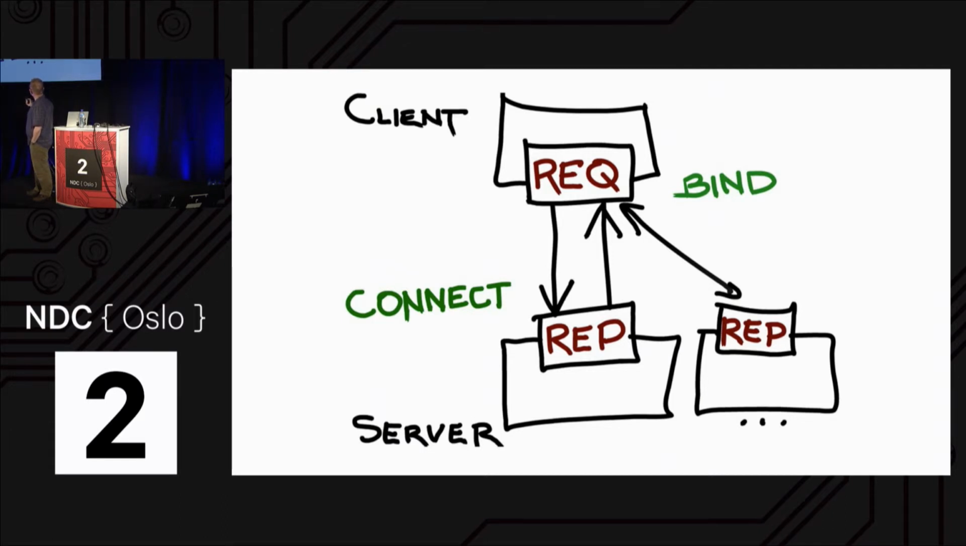And a client could be requesting things from multiple servers. Here I've got the connect on the server side and the bind on the client side, but it doesn't, again, have to be that way. You could flip things over if you wanted to. So that's 2 objects talking to each other.